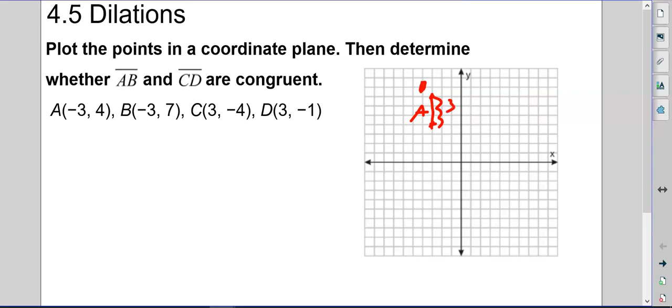And then CD: (3, -4), so right 3, down 4, and (3, -1), right there. So here's C, here's D, there's my one line. It also is 3, so yes, they are congruent.